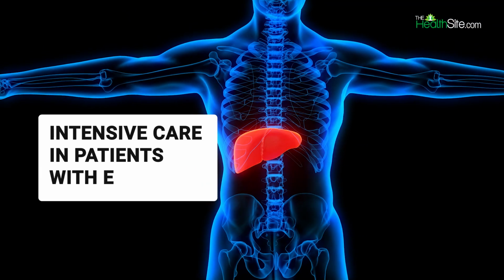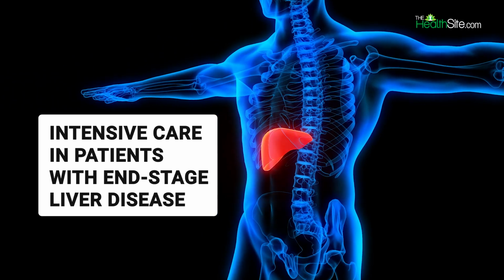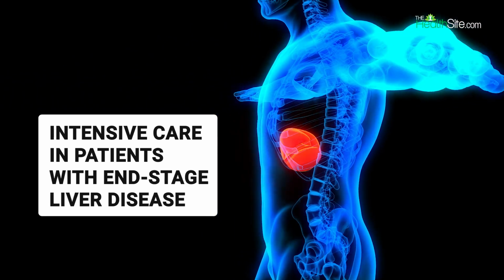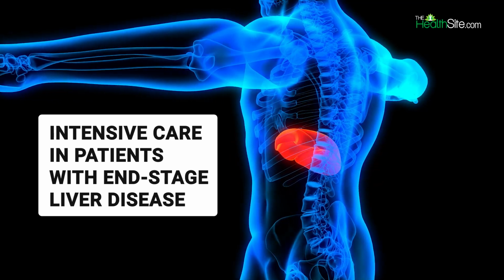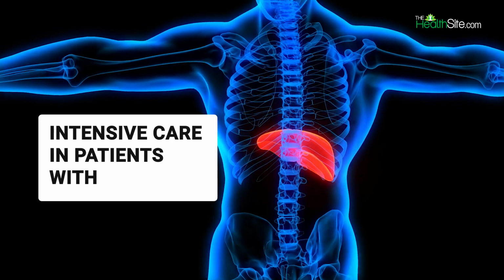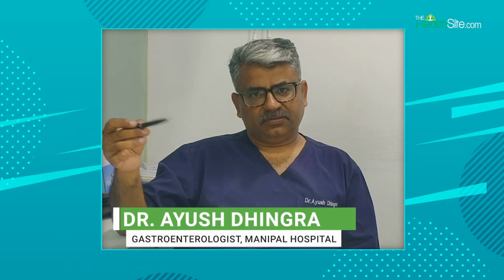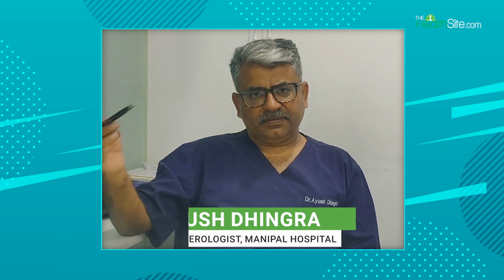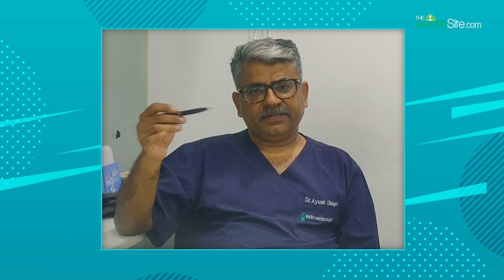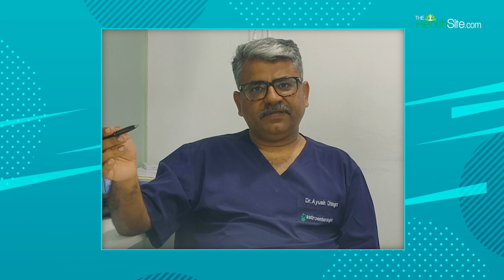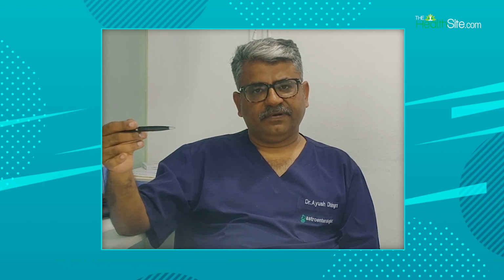Today I will be talking on a topic called intensive care management in patients with end-stage liver disease. At the outset, we'll have to understand what we mean by end-stage liver disease, what we scientifically call cirrhosis of liver. Cirrhosis of liver is called when there is an architectural change in the liver as well as loss of functionality of the liver.